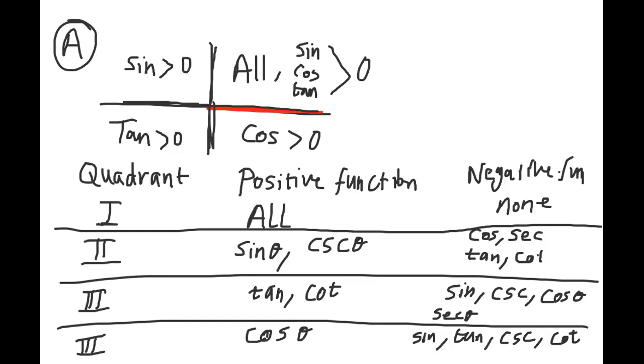You miss secant with the cosine. The cosine one, sine, tan, cosecant, and cotan. Where I miss? I did not miss them. Cosecant and cotan.